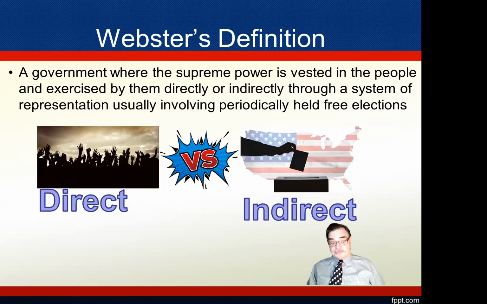So that leads us to two forms of democracy, direct and indirect. A government where the supreme power is vested in the people and exercised by them directly or indirectly through a system of representation, which usually involves periodically held free elections, is the more intense definition of a democracy. But again, there's some parts in there that separate our form of democracy or republic versus a pure democracy, what we usually think is majority rules.